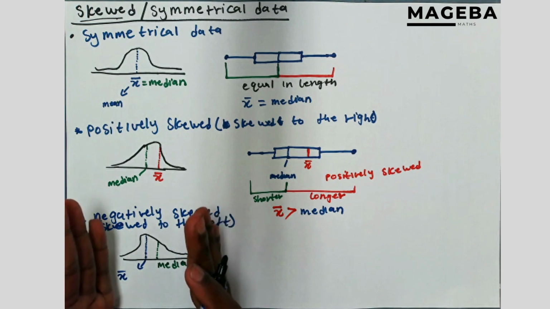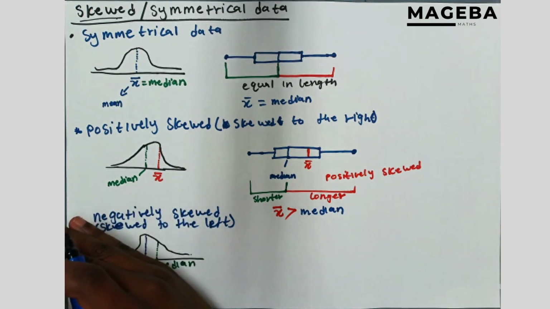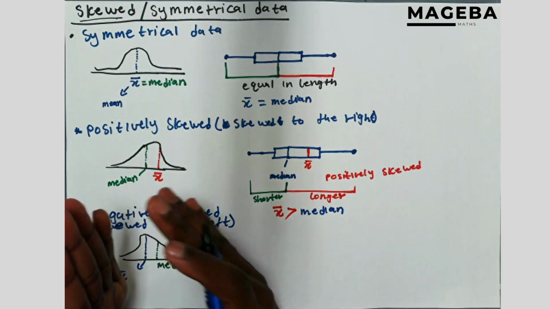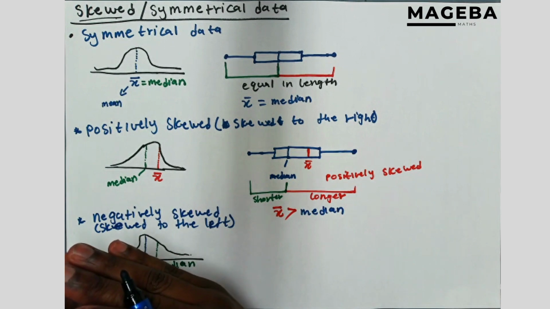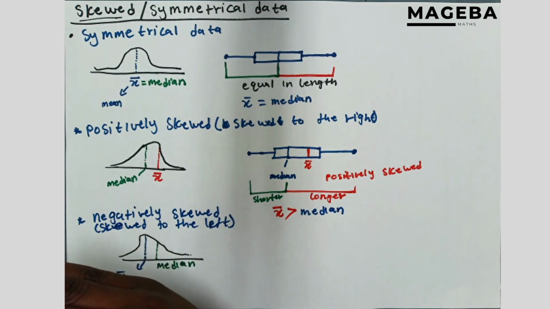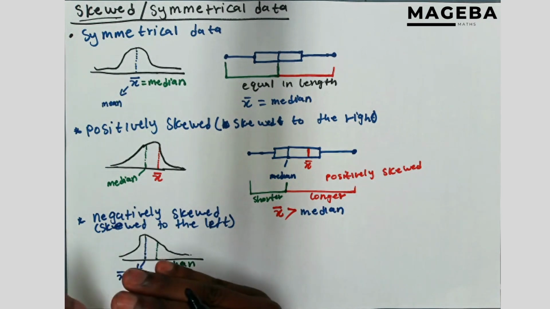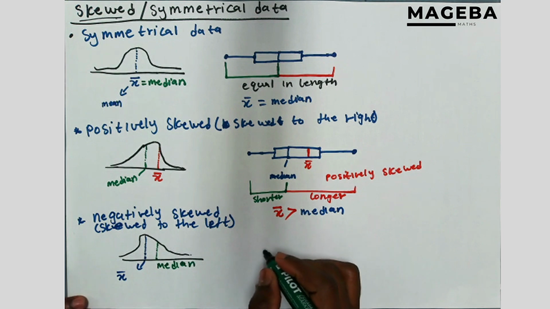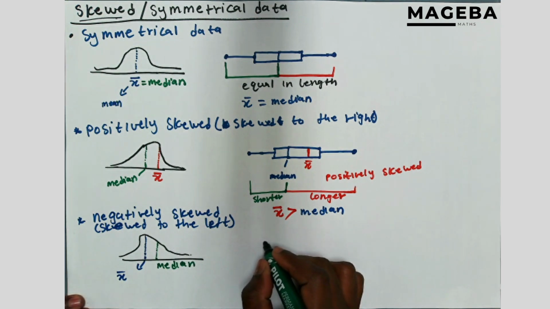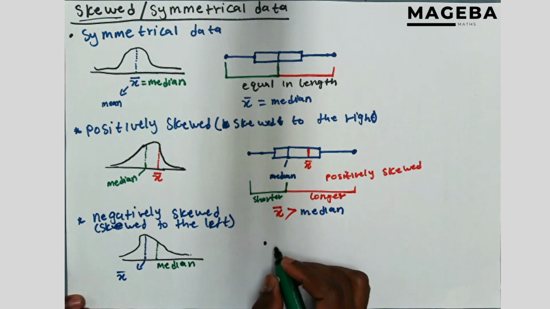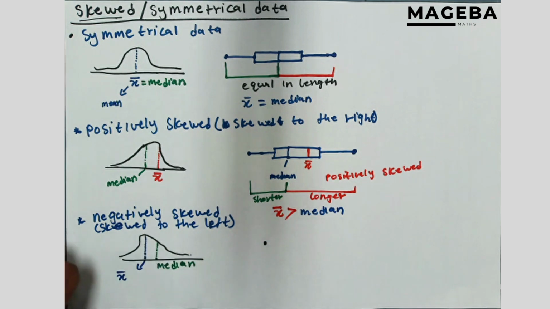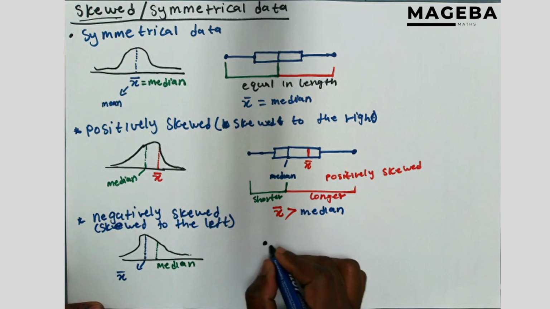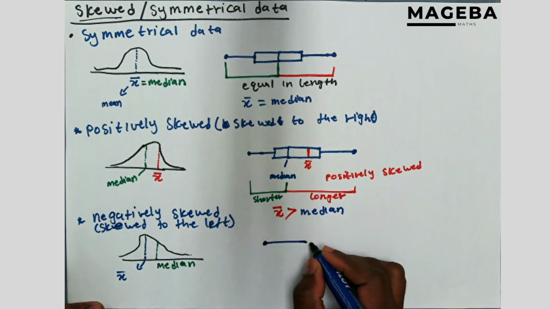So now I hope you see from this mountain, it's falling to this direction. So if it's falling to this direction, it's negatively skewed. Let me try and compare it now to what? To the box and whisker diagram. Try and draw this box and whisker. Use blue.